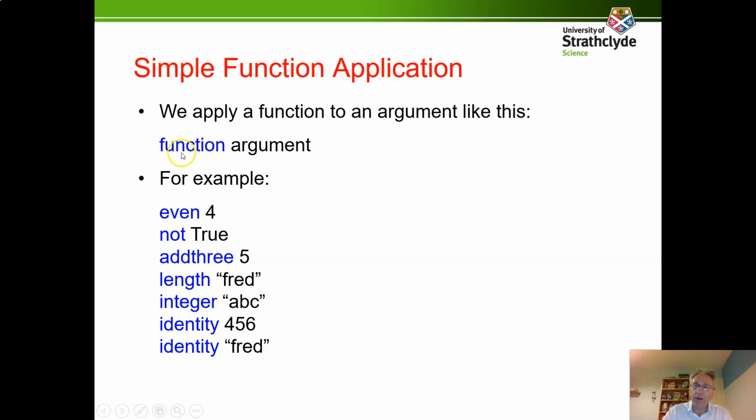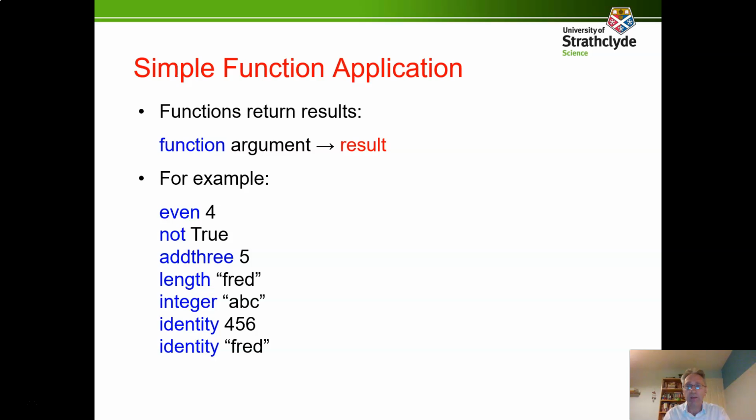Now, when I apply a function to an argument, I then expect to get a result, an output. In other words, the function takes in an input, does some calculations, and produces an output, like so. So what do I get if I apply the function even to the input 4? Well, even is a function that returns true if the input is even and false if it's not. So that returns true. The second example, not, is a function that takes in an input and inverts it. So here not of true returns false.